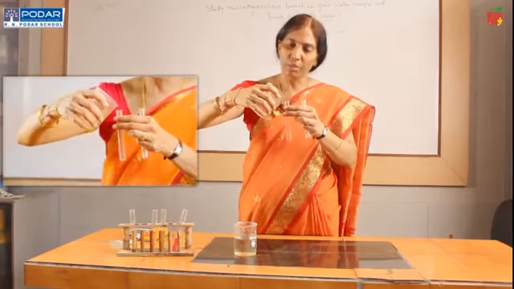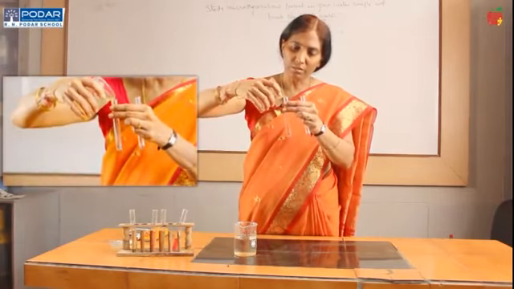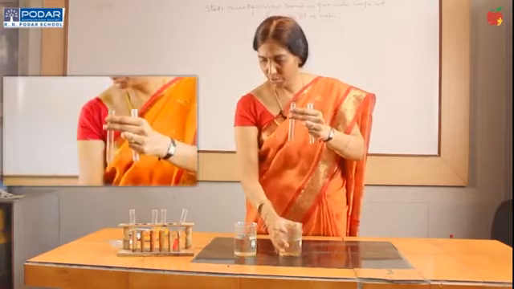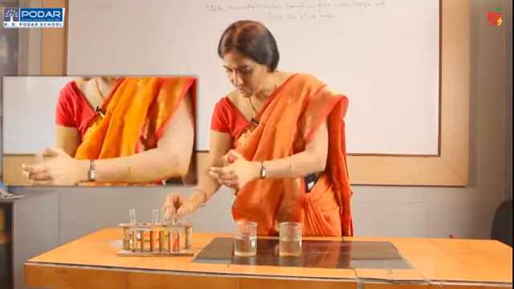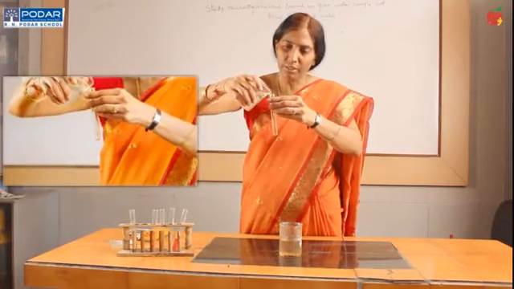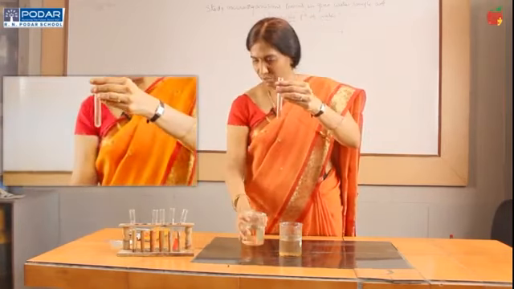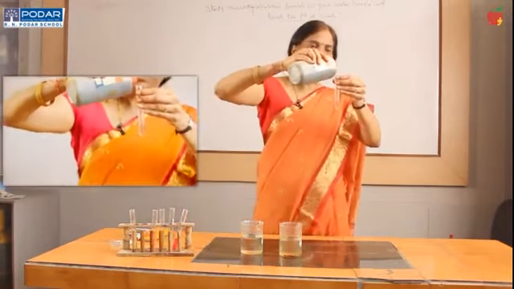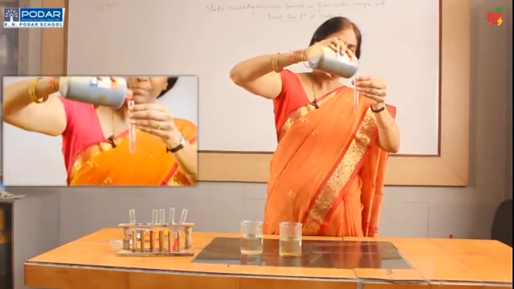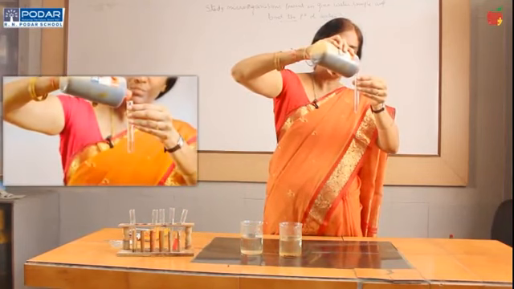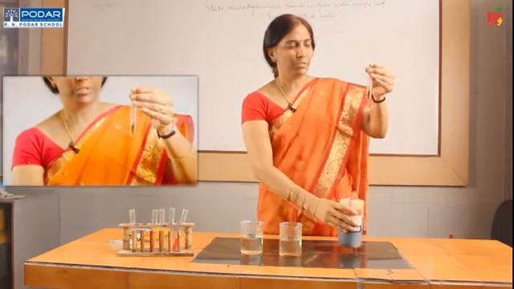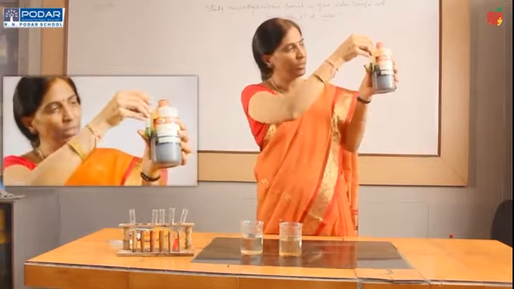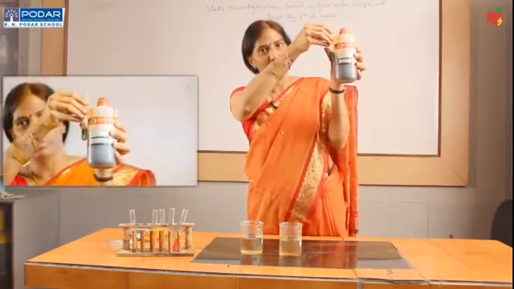So, let us find out the pH of the water samples. I am taking around 4 to 5 ml of pond water in a test tube, and in another test tube I am taking normal drinking water collected from the tap. To find out the pH, I am going to add 1 drop of pH indicator. This is drinking water or tap water. It has a pH around 6 to 7, that is neutral.